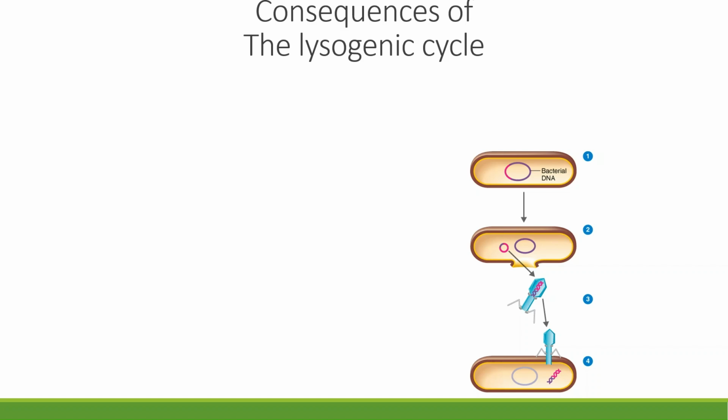There are a couple of major consequences of the lysogenic cycle on bacteria. The first one is the bacterium may acquire immunity to reinfection. So if we see in this example here, here's a bacteria. It got infected with a bacteriophage that conducted a lysogenic cycle. It integrated its DNA into the host genome, and that bacteria along the way may have picked up some immunity to reinfection. And so it survived this infection.